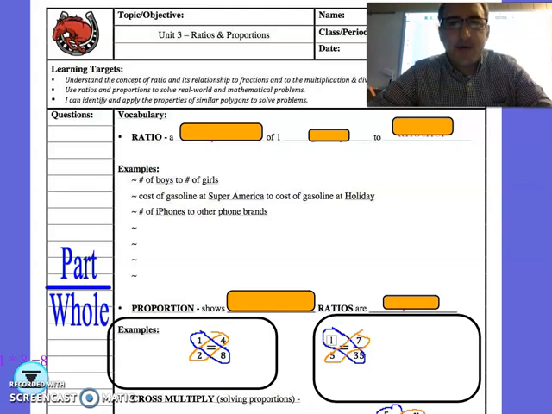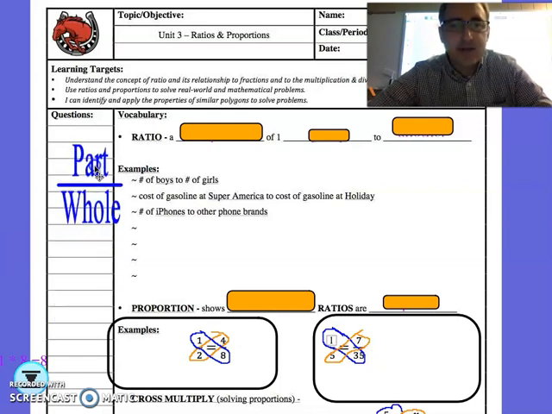Hello class, today we're going to talk about Unit 3, our ratios and proportions unit. When we talk about ratios and proportions, we're talking about comparing parts of things to a whole thing. A lot of times we see these written as fractions, but you can also see them written as phrases with the word "to" in between. That "to" serves as this division bar, the fraction bar.